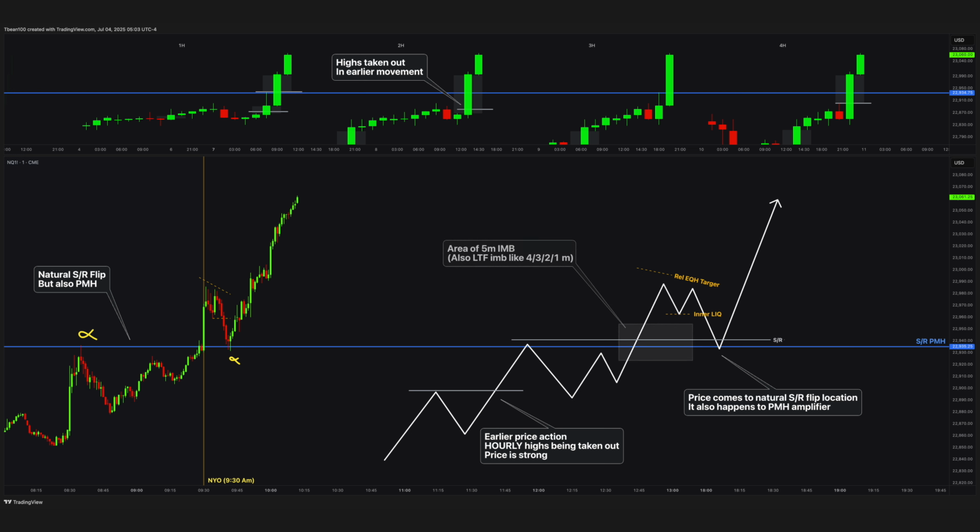And all this price action happens at the 5-minute imbalance area. If you check out, you will also see multiple lower time frame imbalances as well. Now, this is a perfect fuel point for any kind of rallies. Extremely good setup with real live action.